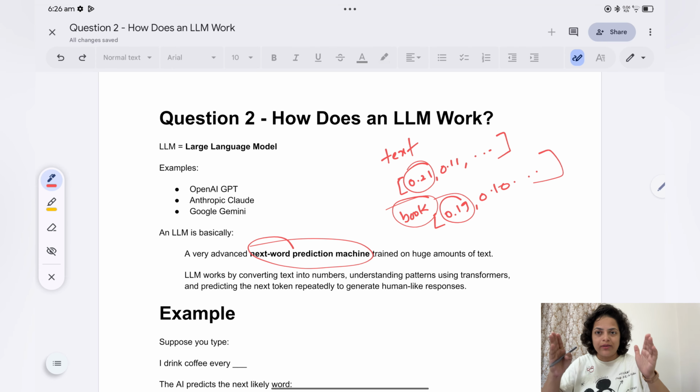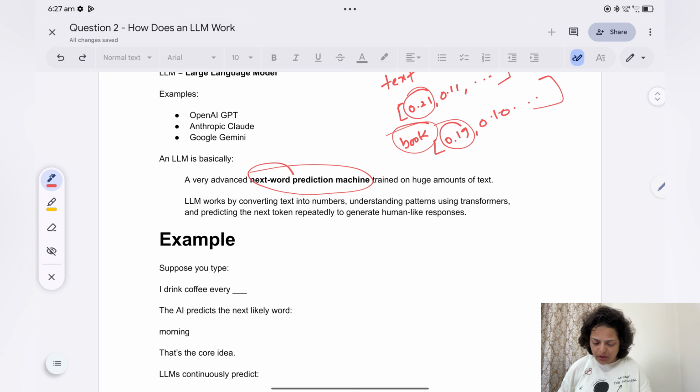That's it. It is just one model. We have trained that model with a huge amount of data, and when a user queries, it will just find the similar, semantic word for it. It will do semantic searching and then return the response to you. So an LLM is basically a very advanced next word prediction machine, trained on a huge amount of text. An LLM works by converting text into numbers and understanding patterns using transformers.